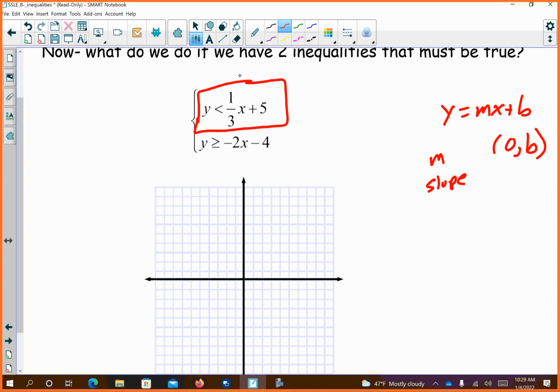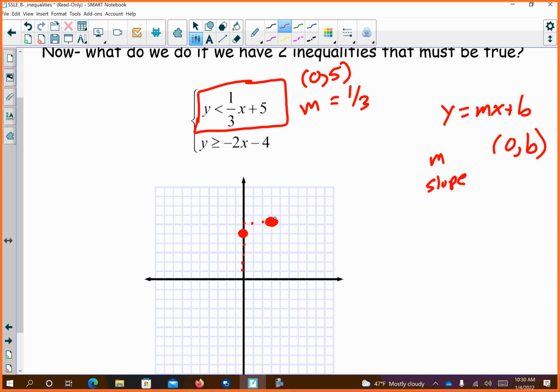All right, friends, what's my y-intercept of the one I circled? (0, 5). And my slope? What's my slope? So (0, 5) is my y-intercept. What's my slope? 1 over 3. So from the point that I have, I'm going to go up 1, right 3.